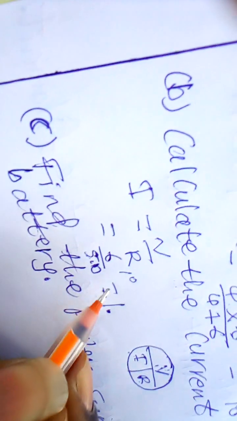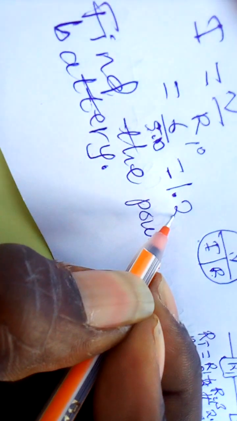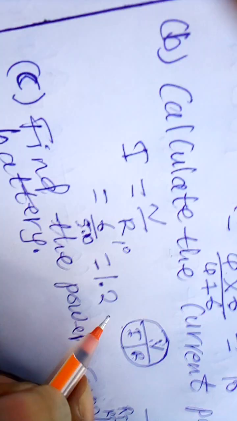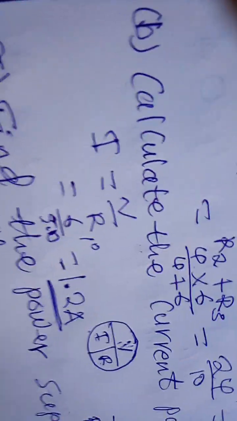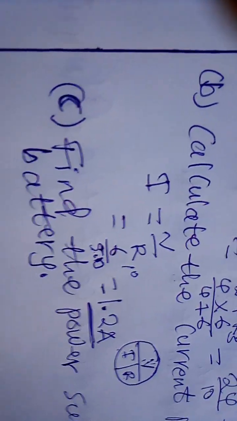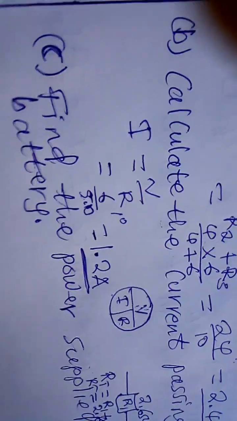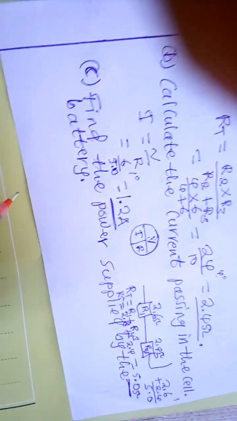Then we say 5 into 10, the answer is 2. So we write 2, and the answer becomes 1.2. 1.2 what? Amps. The unit for current is amps. So at this level, we have been able to calculate the current flowing in the cell. Now, let's come to the other point where we are supposed to find the power supplied by the battery.